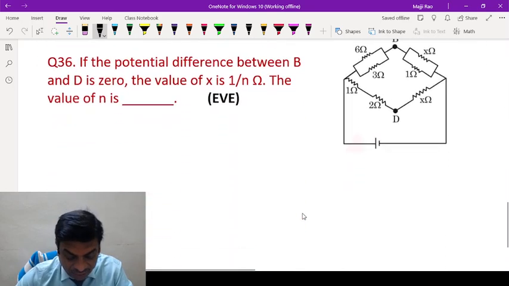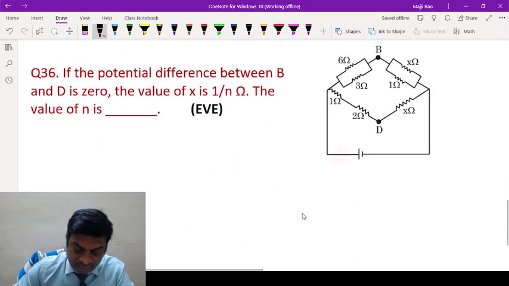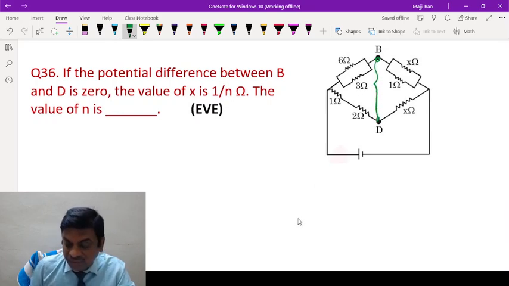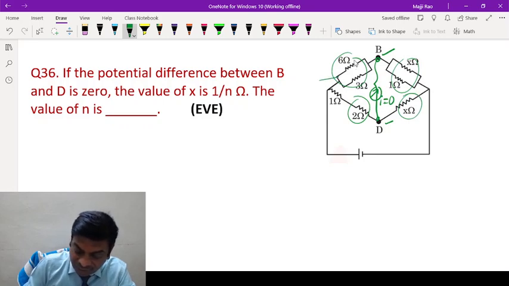Then coming to the next question. If the potential difference between B and D is 0, the value of X is 1 by N ohm, the value of N is. Now students, you see B and D are equipotential points. That means it's a balanced Wheatstone bridge. If you connect an ammeter, it will show zero reading because the points B and D are at equal potential. So there is no potential difference. In other words, the ratio of these two resistors should be the same as the ratio of these two resistors. First, let us find the equivalent resistance.